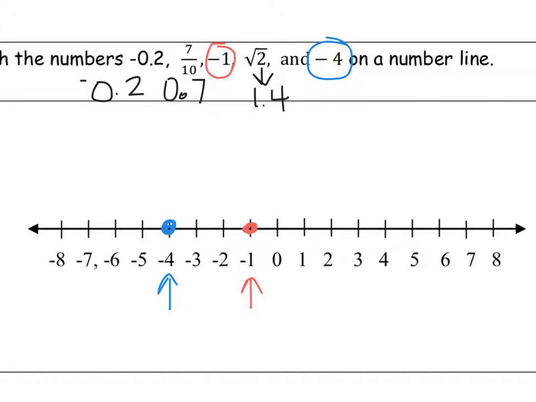So let's do 1.4 first. We know that 1.4, it's positive. It's somewhere between 1 and 2. 1.5 is right about here, so 1.4 is probably a little bit to the left of that. So 1.4 we'll put right about here. And that's the number 1.4, which is the square root of 2. So we are done with that one.